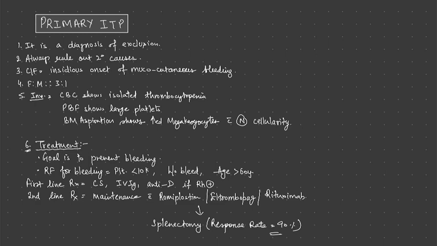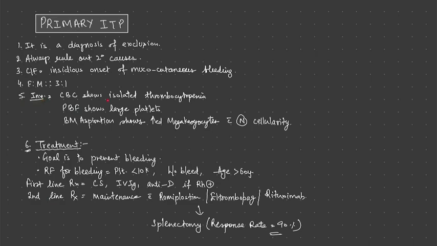As we have already discussed, primary ITP is a diagnosis of exclusion. We have to rule out secondary causes. Clinical features are an insidious onset of mucocutaneous bleeding. The female to male ratio is 3:1. Females are more prone.